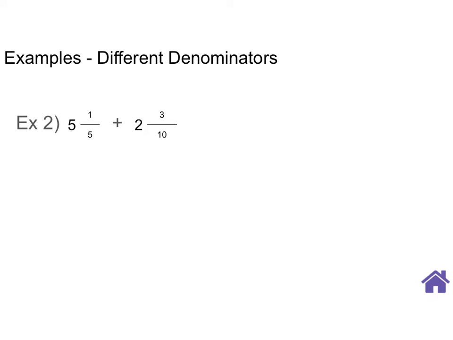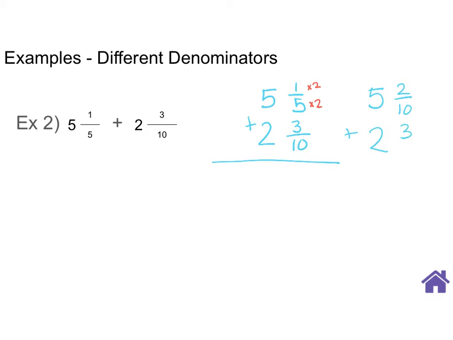Okay, for this problem, it's a little bit different. I have different denominators, but I'm still adding, so it's still okay. So I'm going to go ahead and rewrite it as 5 and 1/5 plus 2 and 3/10. Is my denominator the same? No, they're not. I have a 5 and I have a 10. So I need to change my denominators. I can multiply this one by 2/2. So then I get 5 and 2/10 plus 2 and 3/10.